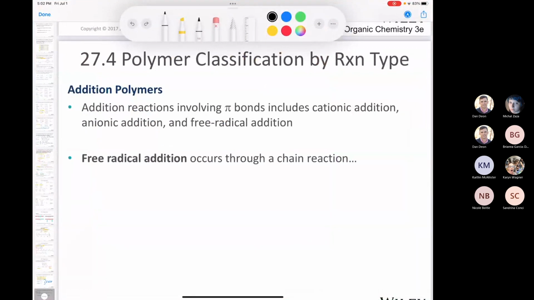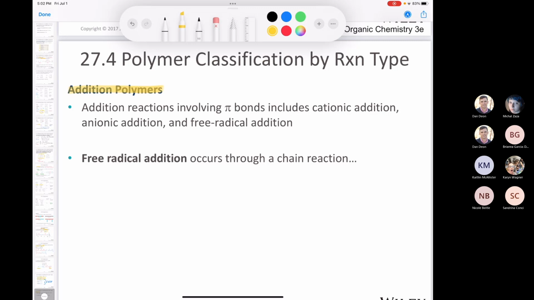All right, now we're going to take a look at polymer classification by reaction type. Before, we classified polymers according to their construction, whether they were block polymers or copolymers or homopolymers, graft copolymers, etc. And now we're going to actually look at how the monomers are put together to make these polymers. So look up here with me.